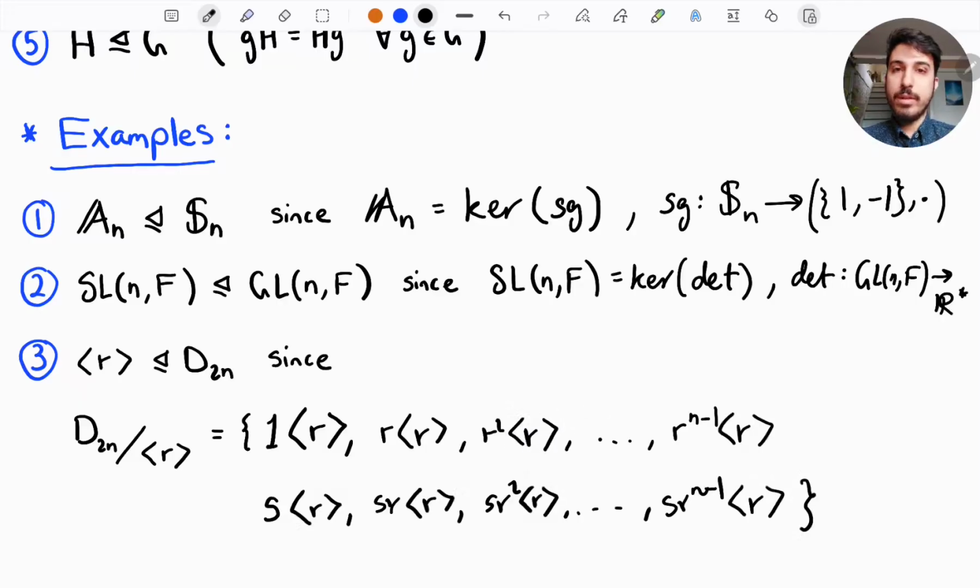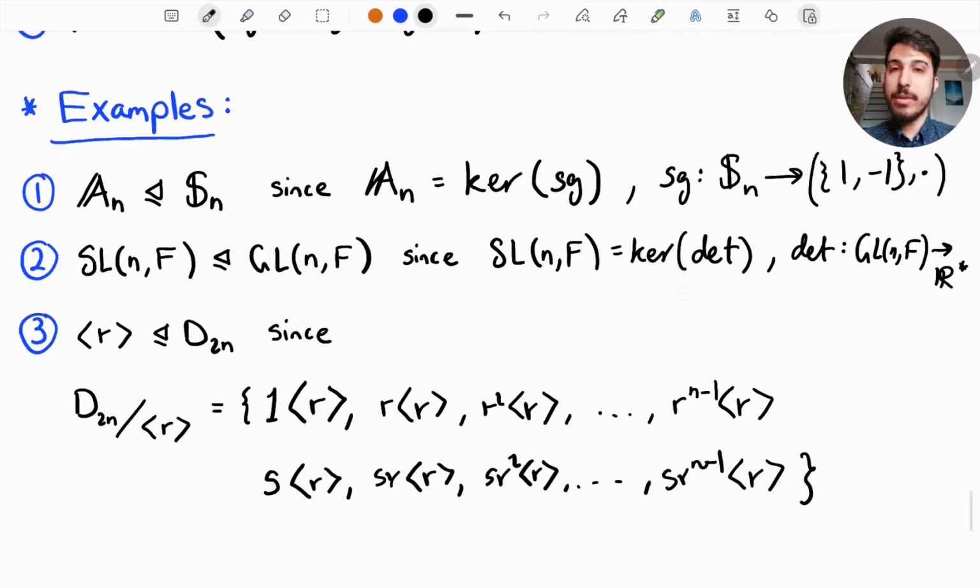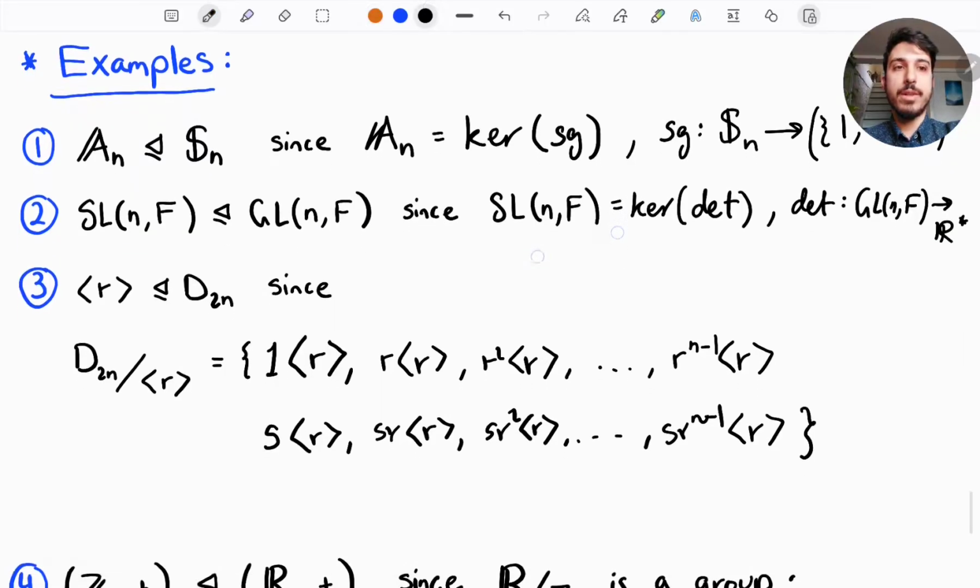Now that we've listed all the elements in this quotient, we would like to know if it's a group or not. If we prove that it's a group, then we can say that the subgroup generated by R is a normal subgroup because, remember, this is a normal subgroup if and only if this is a group. So let us see if this gives us a group or not.